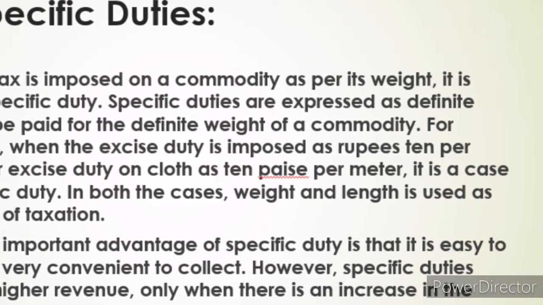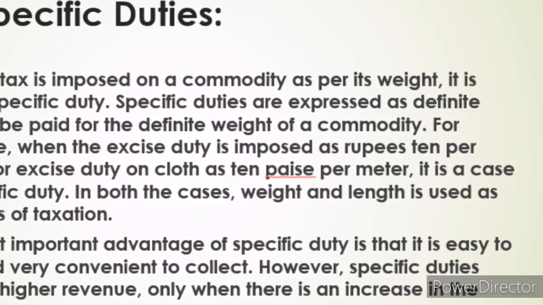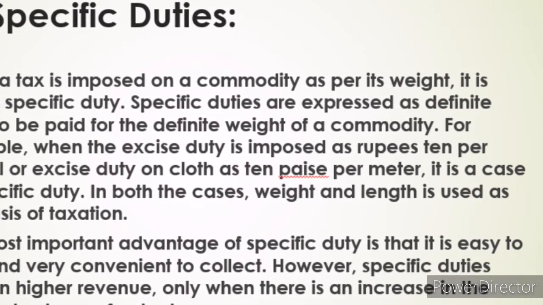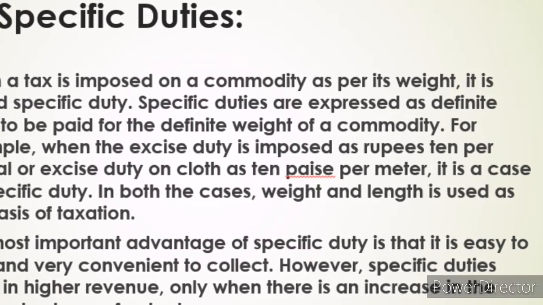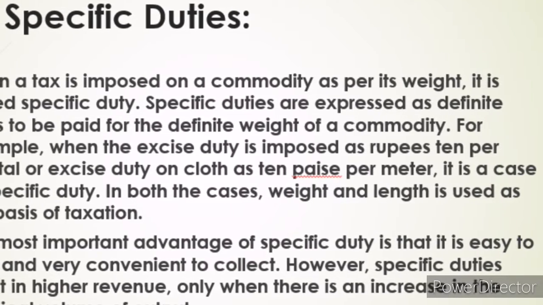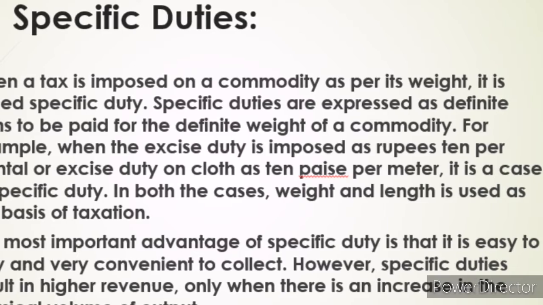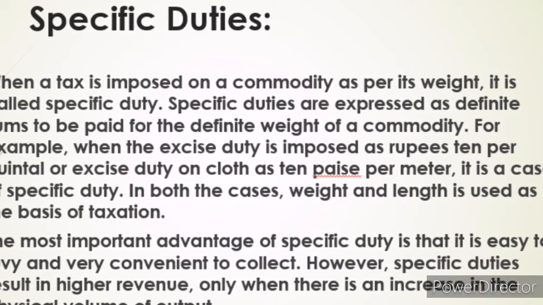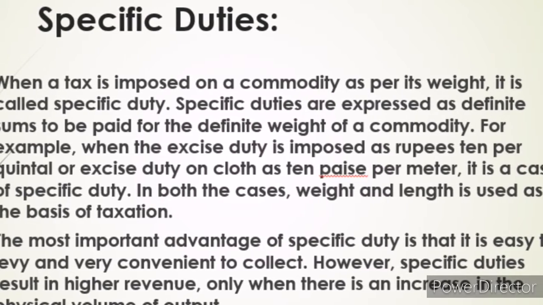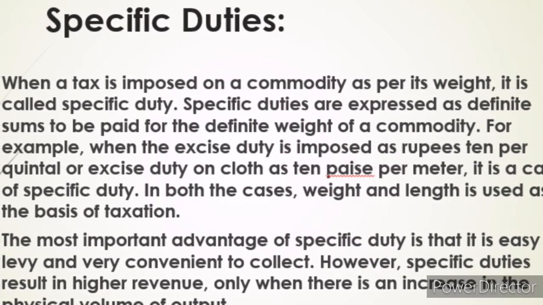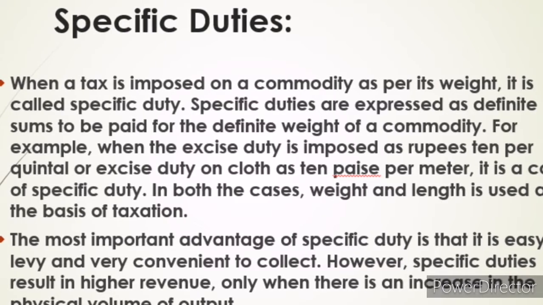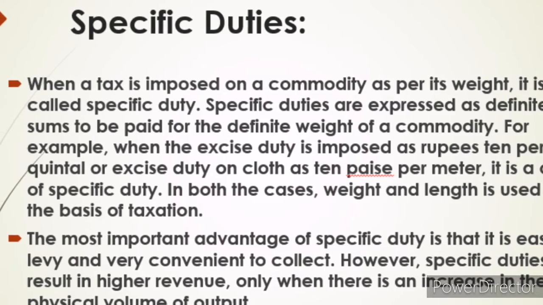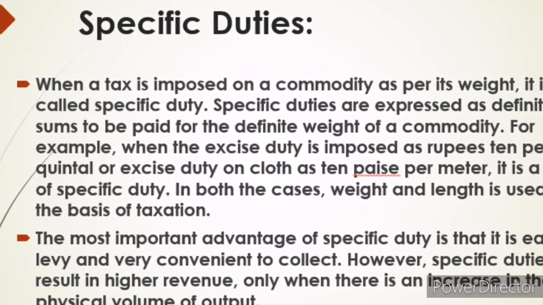Specific duties. When a tax is imposed on a commodity as per its weight, it is called specific duty. Specific duties are expressed as definite sums to pay per definite weight of a commodity. For example, when the excise duty is imposed as Rs 10 per quintal, or excise duty on cloth as 10 paise per meter, it is a case of a specific duty. In both cases, weight and length is used as the basis of taxation.